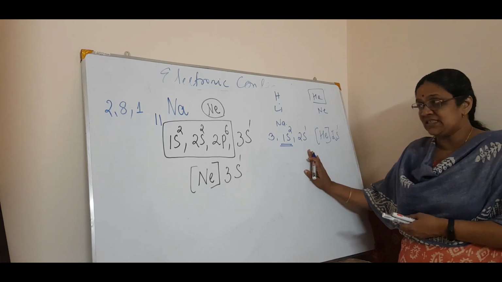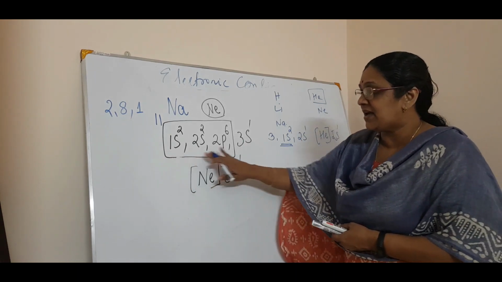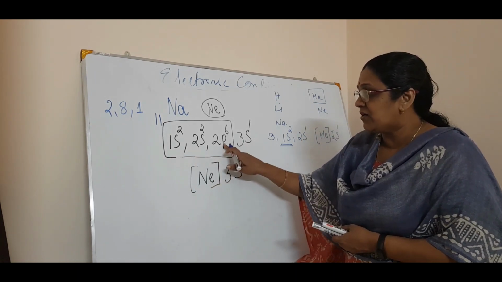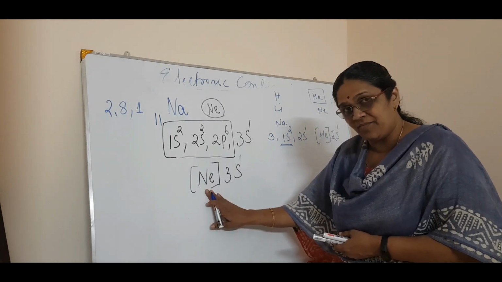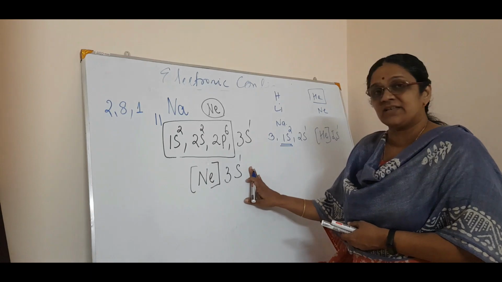What I want to say is, if something like this I want to write, I can write the configuration of the nearest noble gas. Why? Because it is stable. Then you can write the other one.